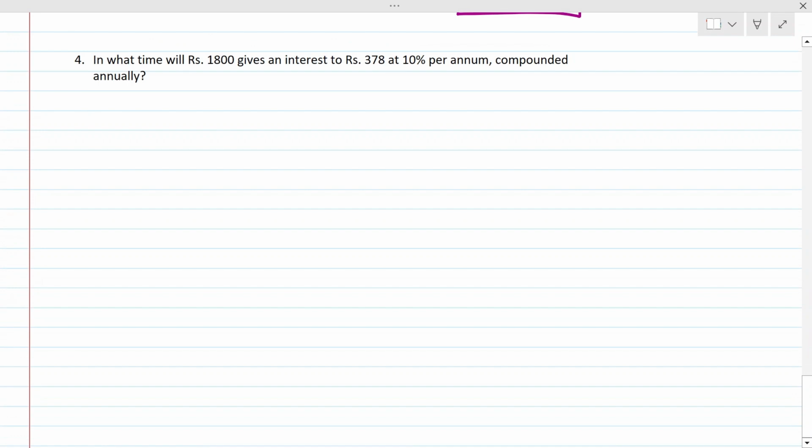Now, the fourth example is, in what time will rupees 1800 give an interest of rupees 378 at 10% per annum compounded annually. So here we have to find out the time period, and we will write, as usual, the given data. Principal P is equal to rupees 1800 and compound interest CI equal to rupees 378 and R equal to 10%.